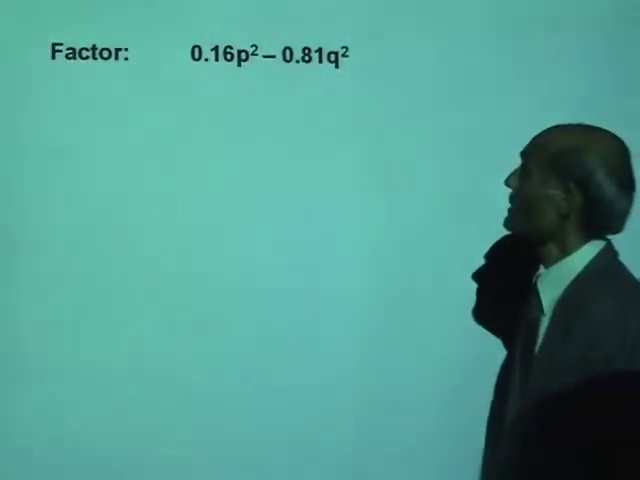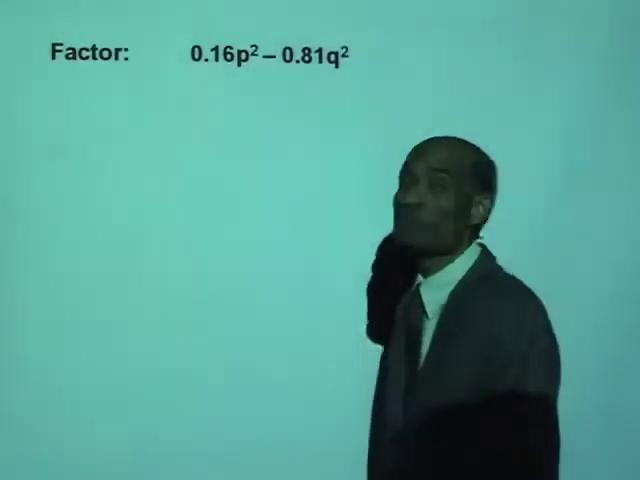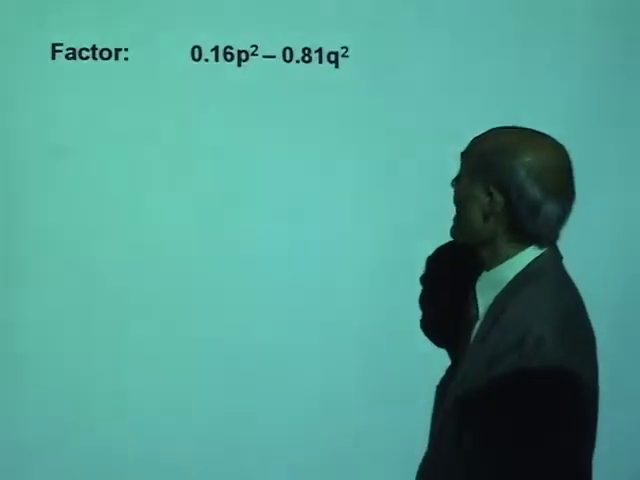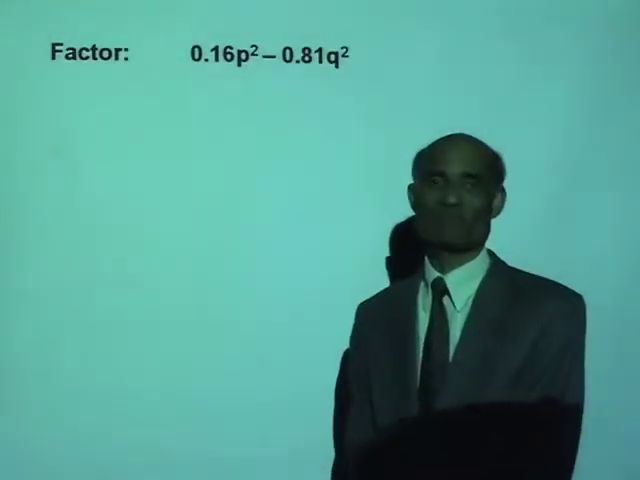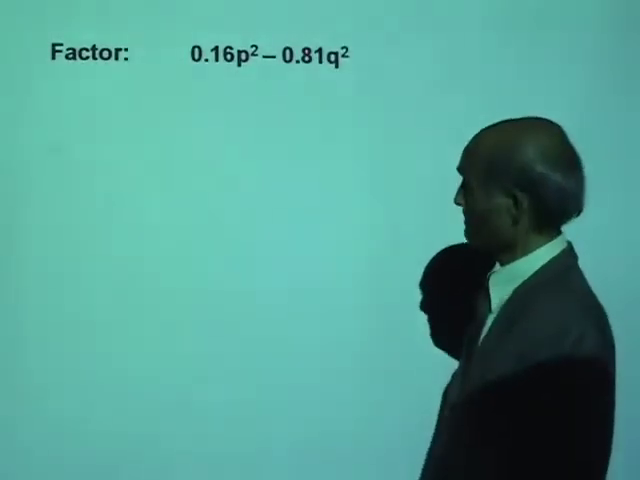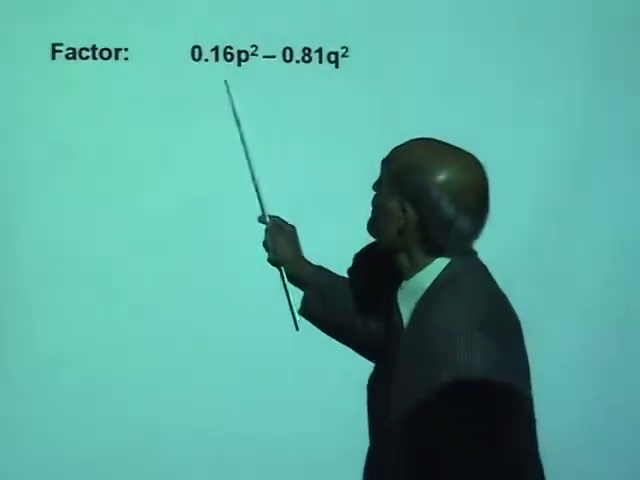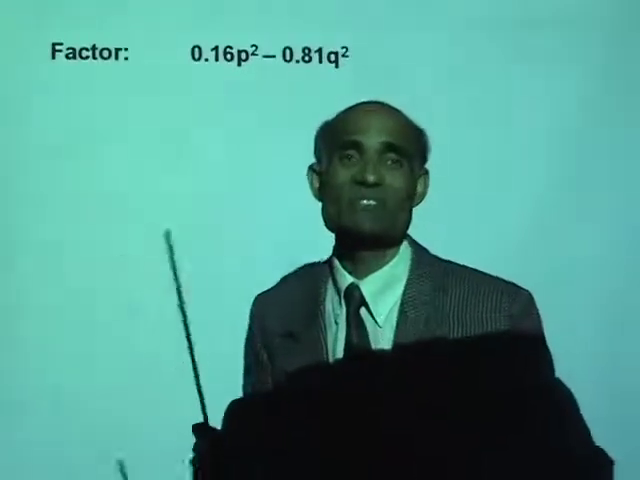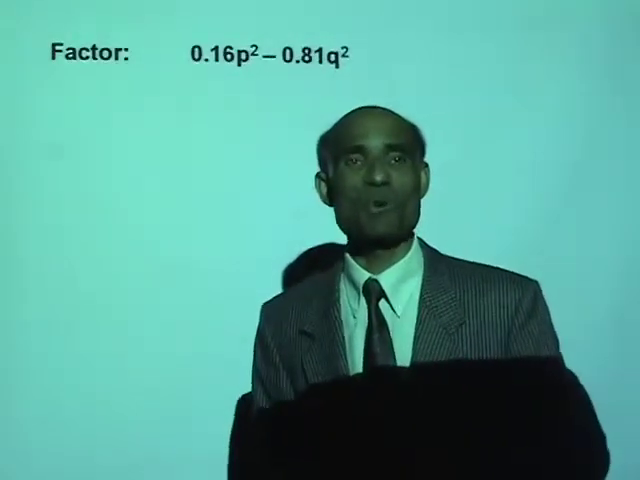Another one. 0.16p squared minus 0.81q squared. Well, of course there are no common factors. Can you write this as the difference of two squares?